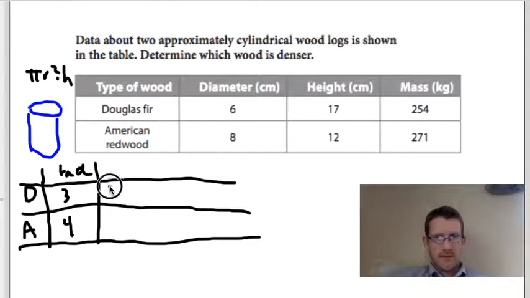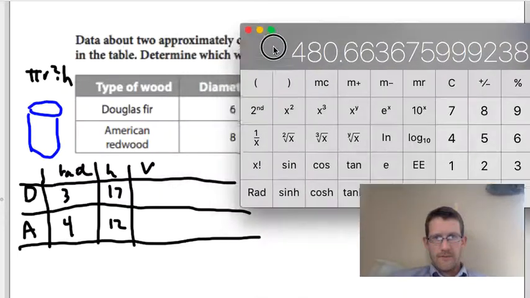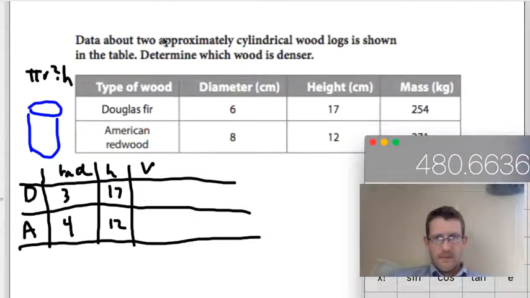And the height is 17. We'll keep that in there. Height of this one is 12. Notice that the units are the same here, so I don't have to convert. They're both centimeters. And then this gives me the volume, which is going to be r squared times h times pi, which I'll just grab a calculator and we can do that. So let's see, r squared, so that's 3 squared times the height, which is 17, times pi equals, I get 480 for the volume of the first one.